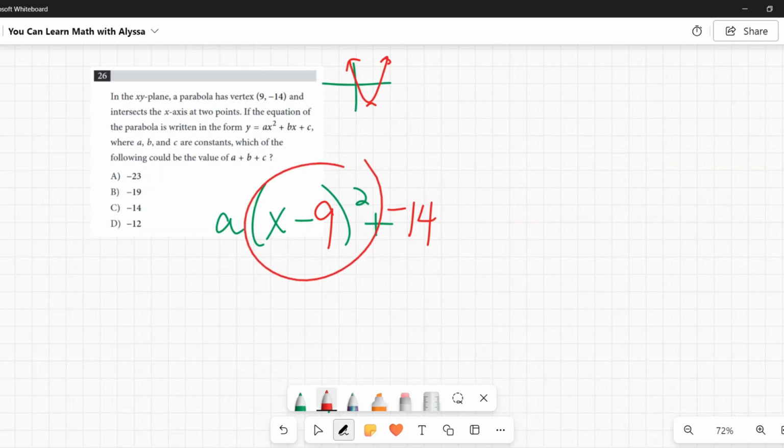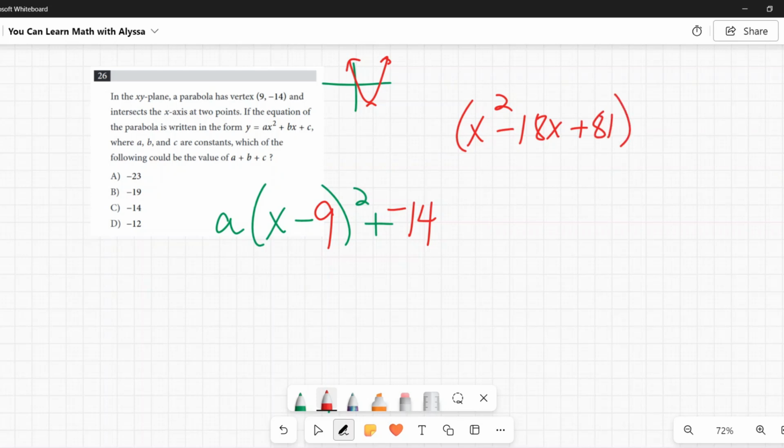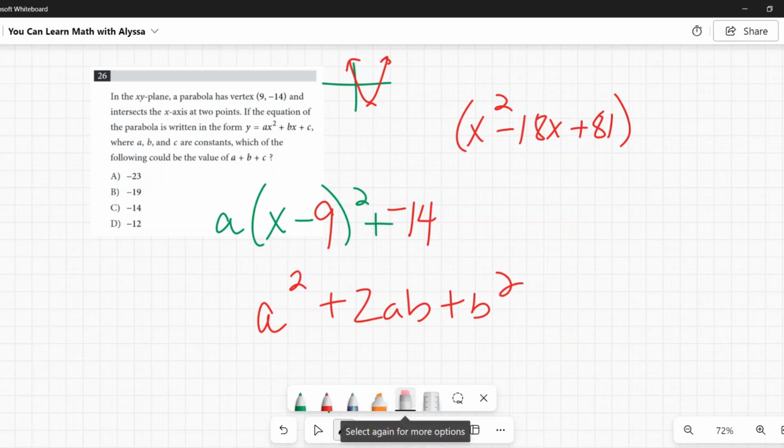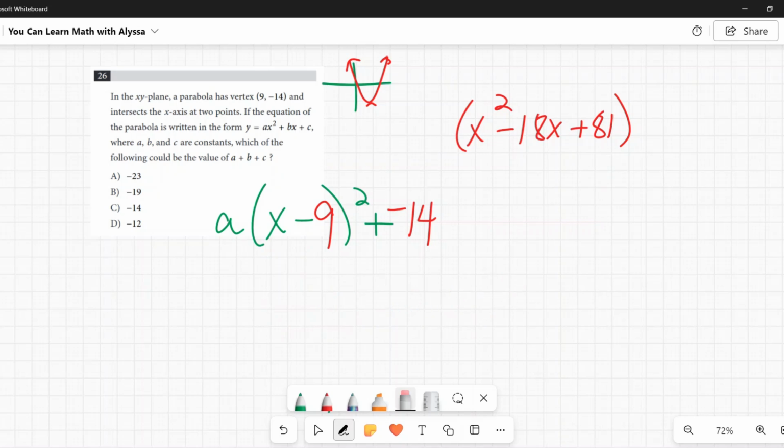Okay, to expand this first, I'm going to multiply this out. X minus 9 squared expanded is going to be x squared minus 18x plus 81. And you can do that by FOIL. You can write x minus 9 times x minus 9 and do FOIL. Or if you know the shortcut that says squares are equal to a squared plus 2ab plus b squared, where this is your a and that's your b. That's the pattern I use. If you don't have that pattern in mind, you can always use FOIL.